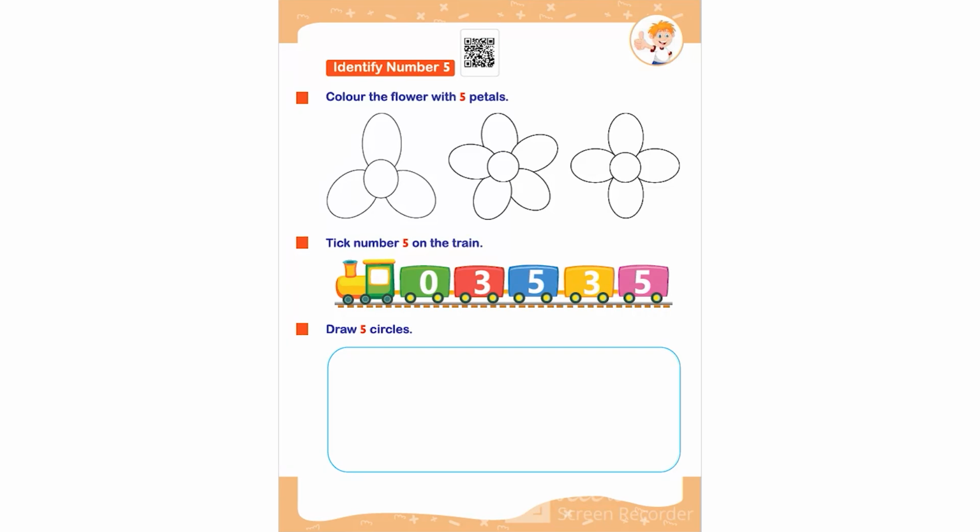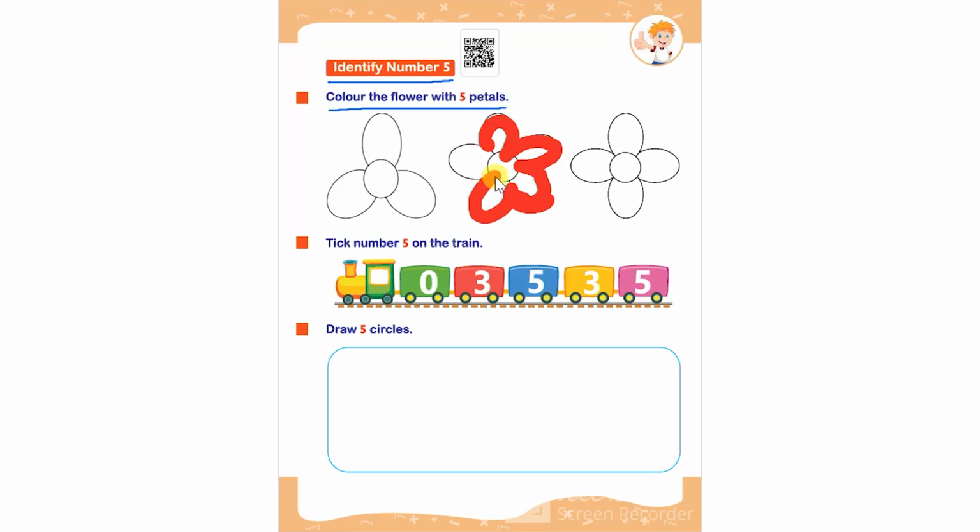Hello everyone. In this worksheet, the topic is identify number 5. Over here, color the flower with 5 petals. So the child has to color the flower with 5 petals given over here. So they have to select this flower as it has 5 petals.